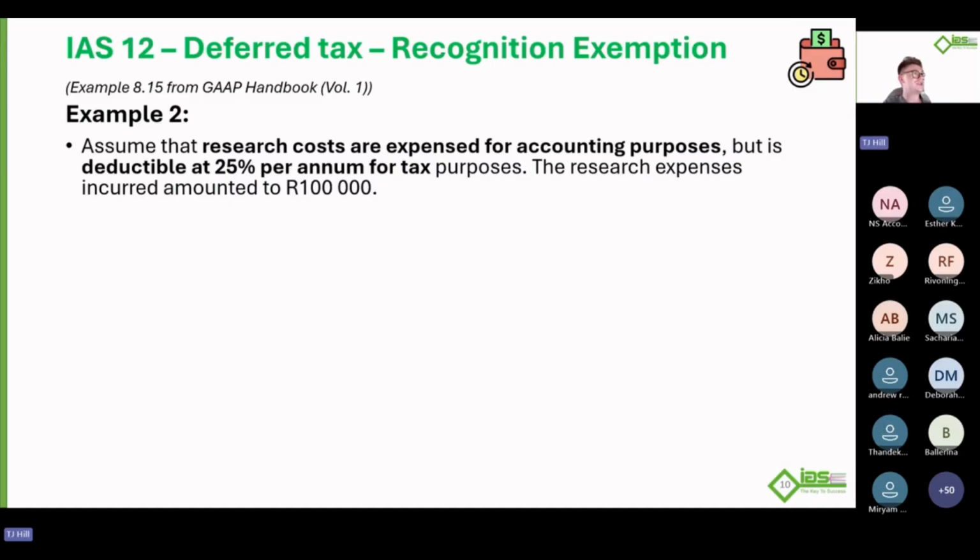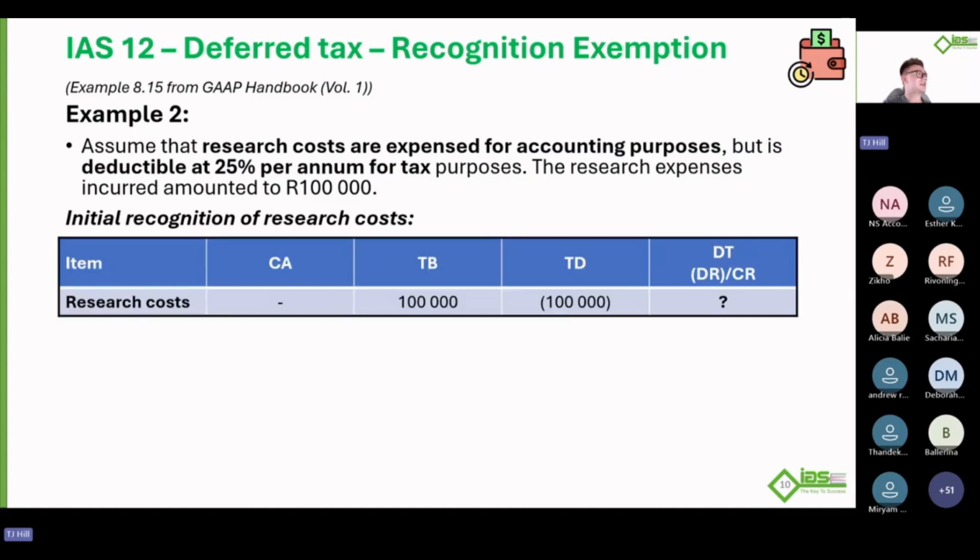Let's say I have research costs that are expensed for accounting purposes, but deductible for tax purposes at 25% per annum. The research expenses amounted to 100,000. At the initial recognition, this is what we're sitting with. The carrying amount is 0 because it isn't even an asset. Our tax base is going to be 100,000. We're going to deduct that over 4 years, because it's 25% per year, which gives me a deductible temporary difference of 100,000. Do I recognize a DT asset is the question.